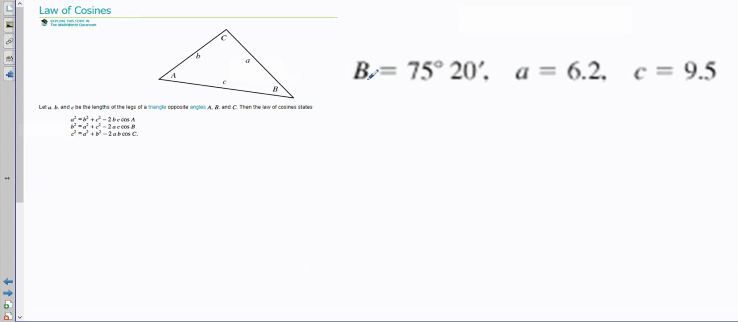Welcome back. We're going to solve another triangle, using law of cosines again.